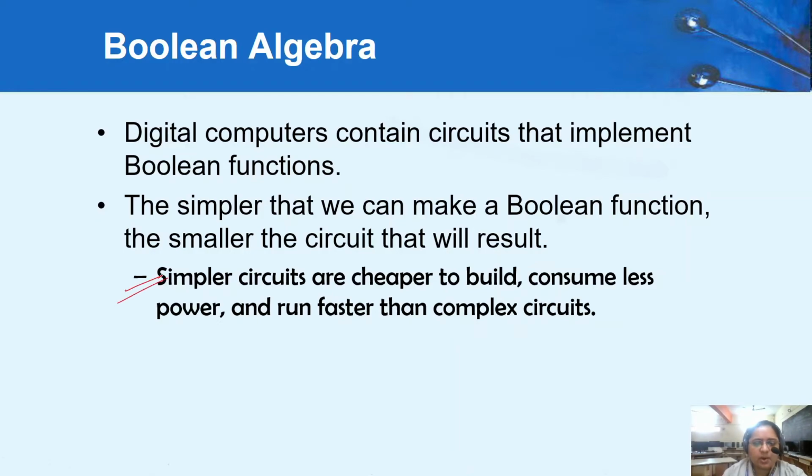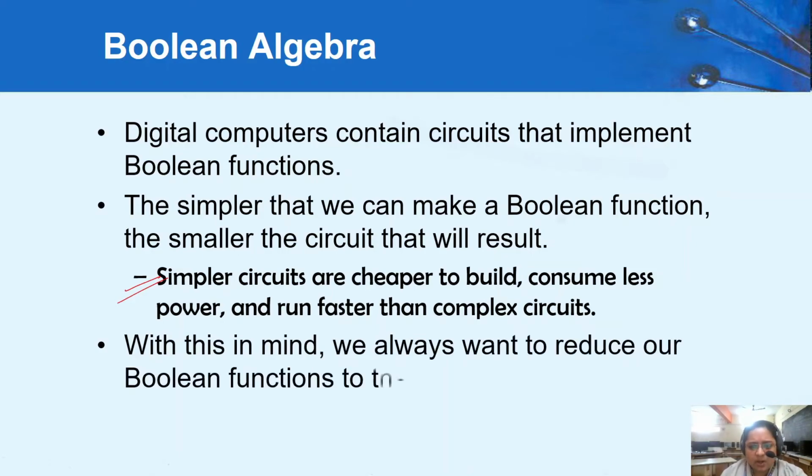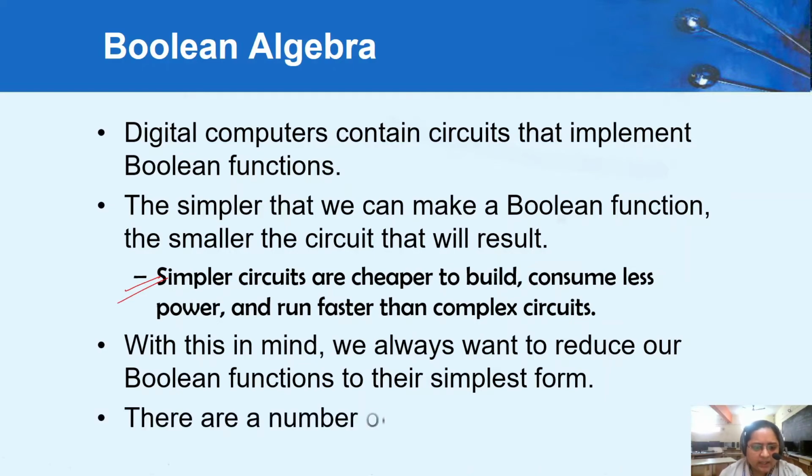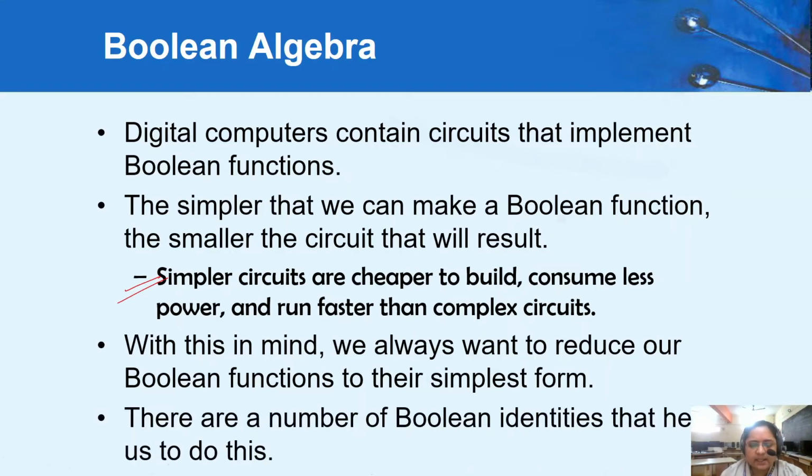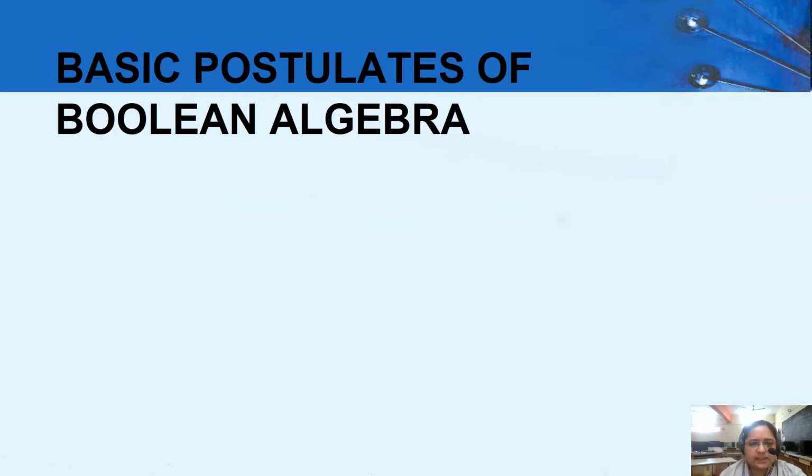This is the most important factor which enables us to reduce larger expressions into simpler ones. So now we will be seeing many such cases where we have to reduce the already existing logical expression into its simpler factors. With this in mind, we always want to reduce our Boolean functions to their simplest form. There are a number of Boolean identities that help us to do this. So, what are they? We are going to see some basic postulates of Boolean algebra.